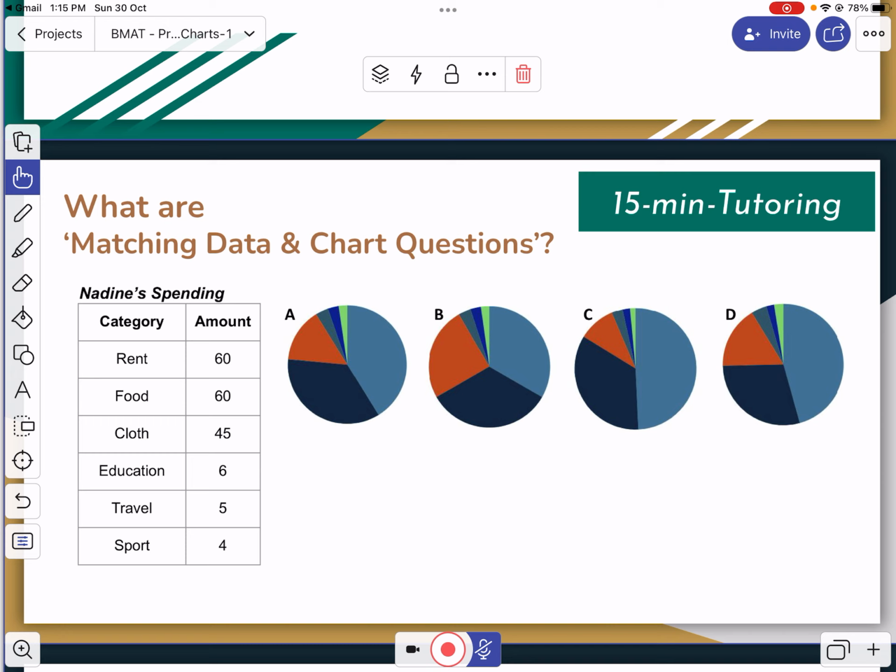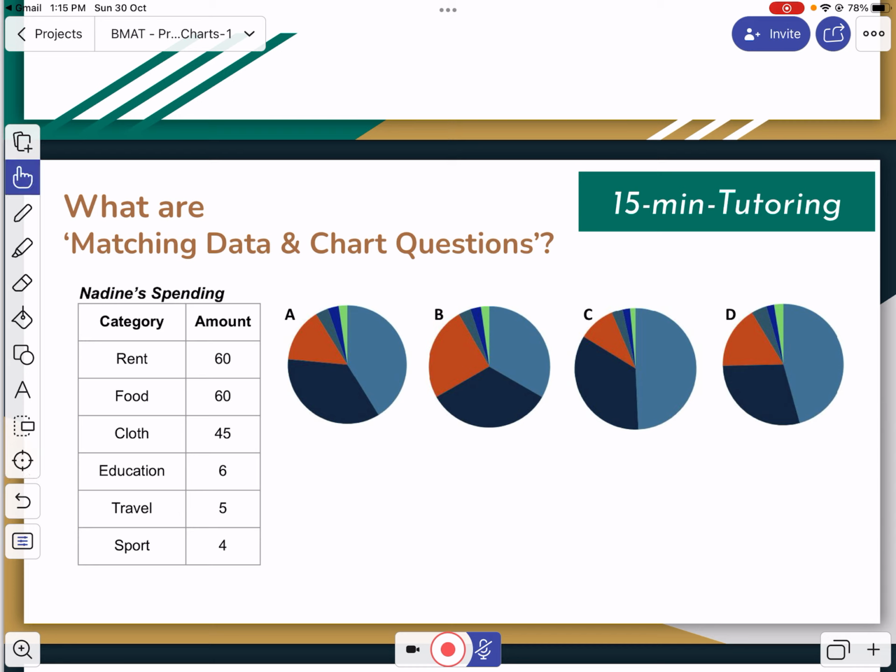First, what are matching chart and data questions? For this kind of BMAT question, you're often given data. So in this case, we have Nadine's spending in each category. And then you'll be asked, if you take that data and plot it in a chart, a bar chart or a pie chart, which one of the choices is the correct representation of the data. So this is what we mean by matching chart and data questions.